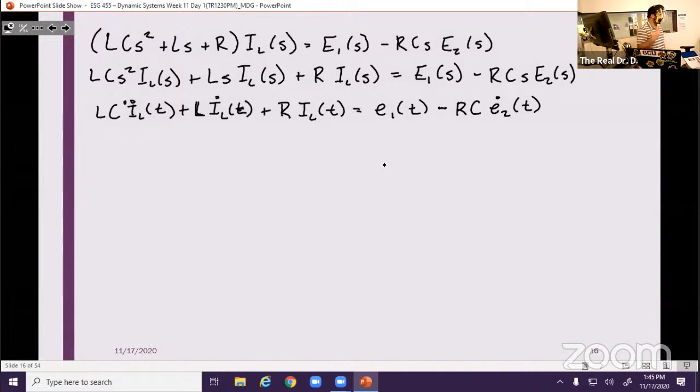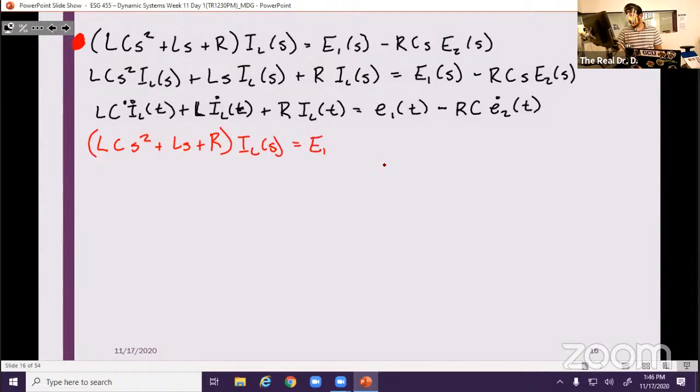Okay. So if I want the transfer function here, we're going to use this equation up here, this red dot, to talk about transfer function. I'll just rewrite it right here. LC s squared plus L s plus R, I L of s equal to E1 of s minus R C s E2 of s. Okay, I want the transfer function here.